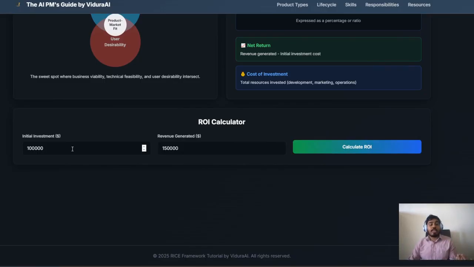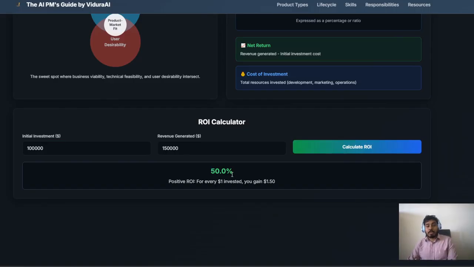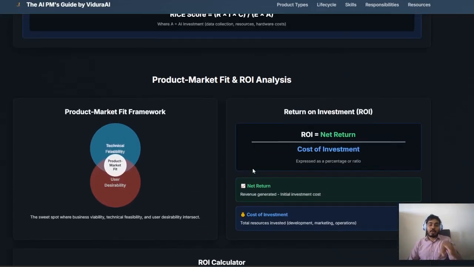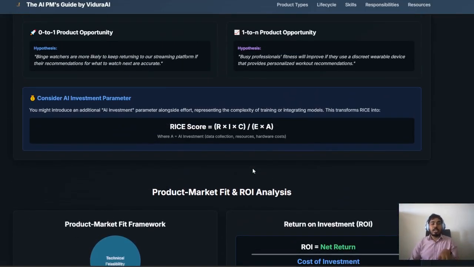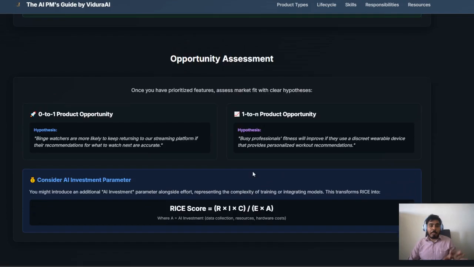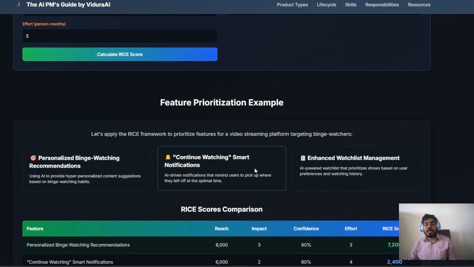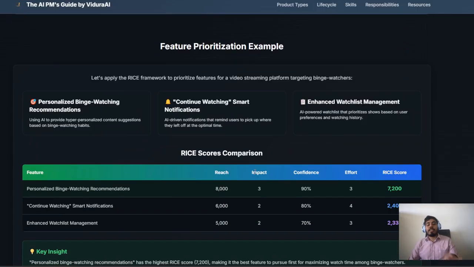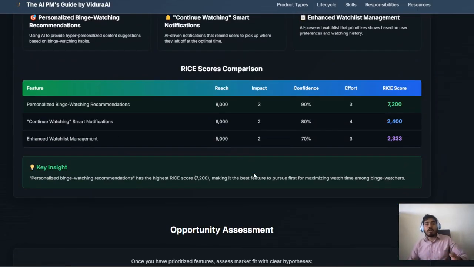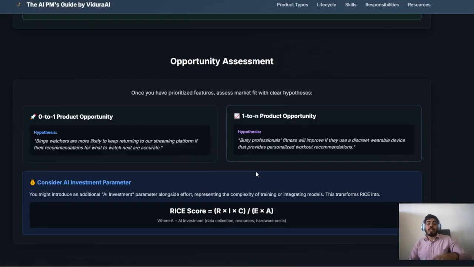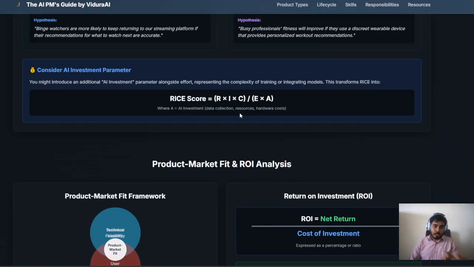So if the initial investment is 1 lakh, and we have revenue generated of 150,000, we can say the ROI is 50%. This is a very simple thing, but I need to remind you that for every $1 invested, you get $1.5. So this is how the product market fit and ROI analysis happens. As a PM, I think you already know that, but the main thing you have to understand is this RISE score comparison and how we can integrate the AI investment as well. The RISE equation, now we have modified, and we have this new equation as well.